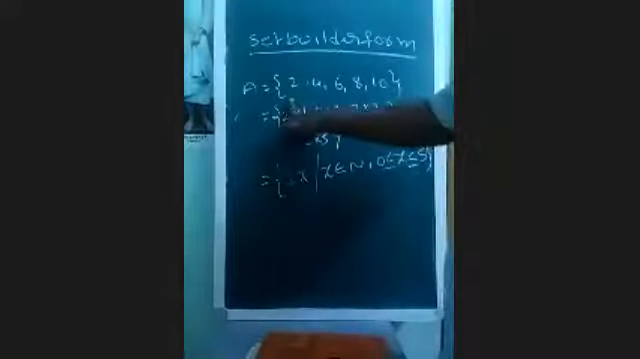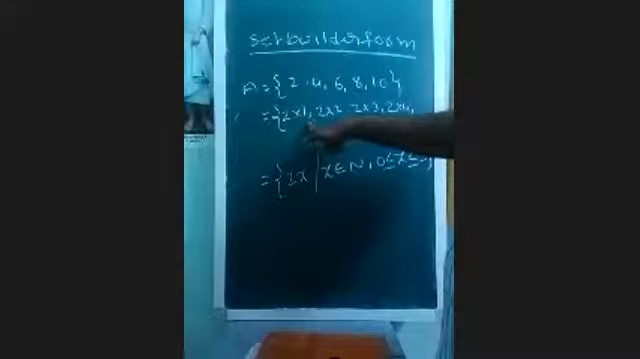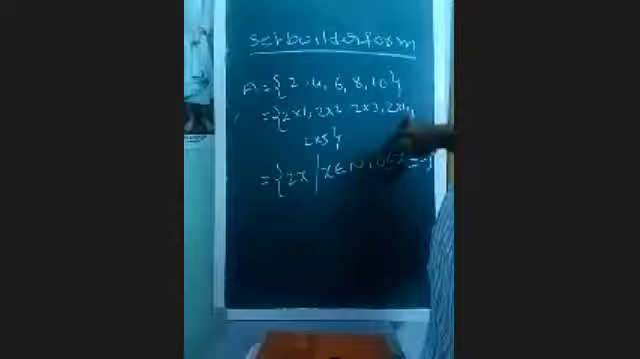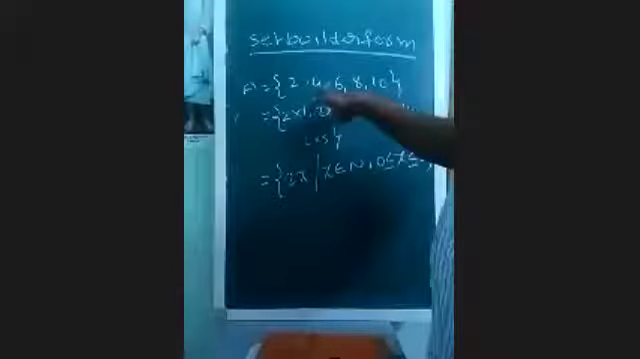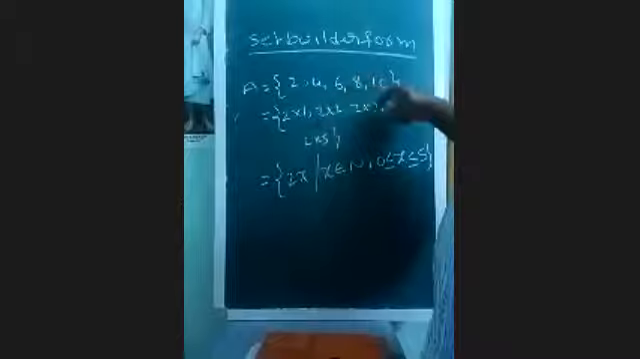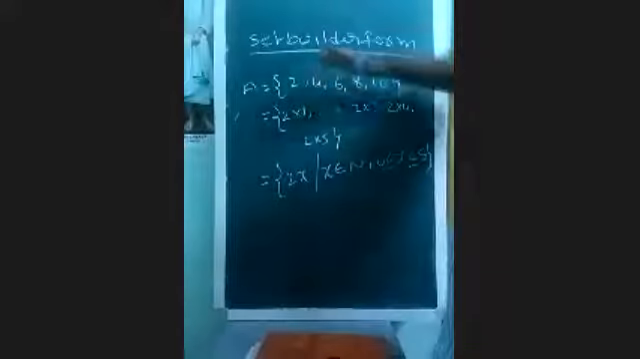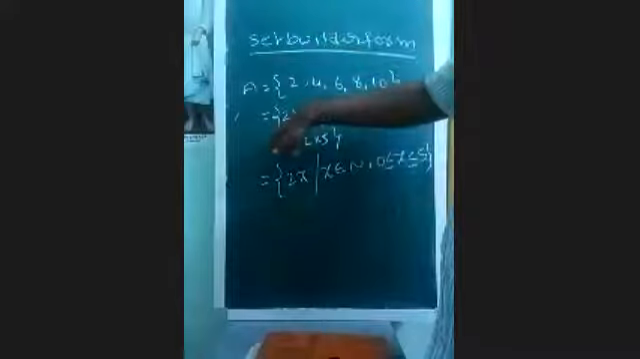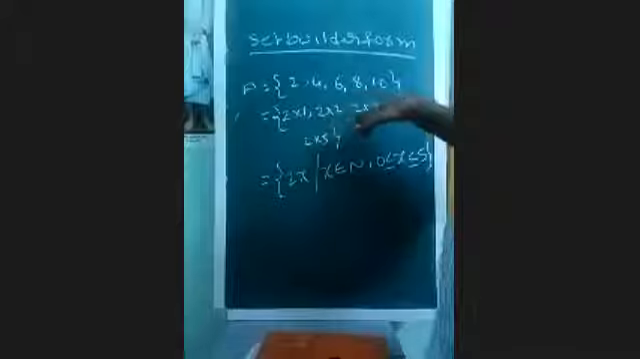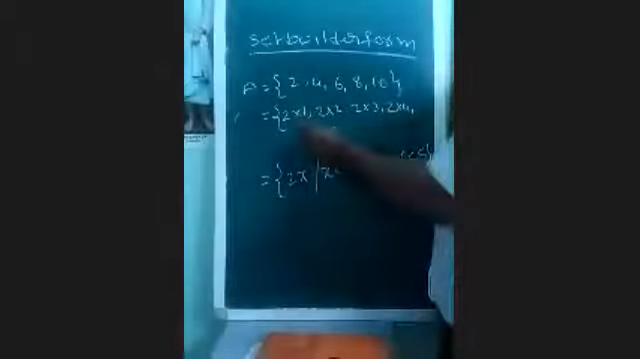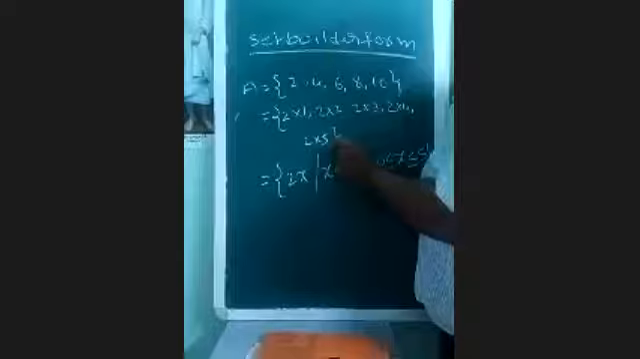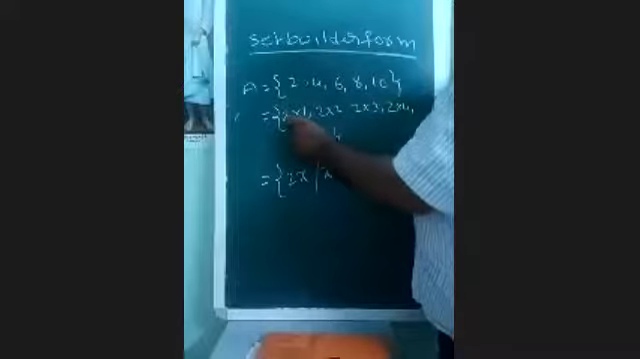A set can be described by a rule. Take the set 2, 4, 6, 8, 10. Those are even numbers. They can be written as 2 into 1, 2 into 2, 2 into 3, 2 into 4, 2 into 5. You have observed that we take 5 natural numbers multiplied by the number 2.